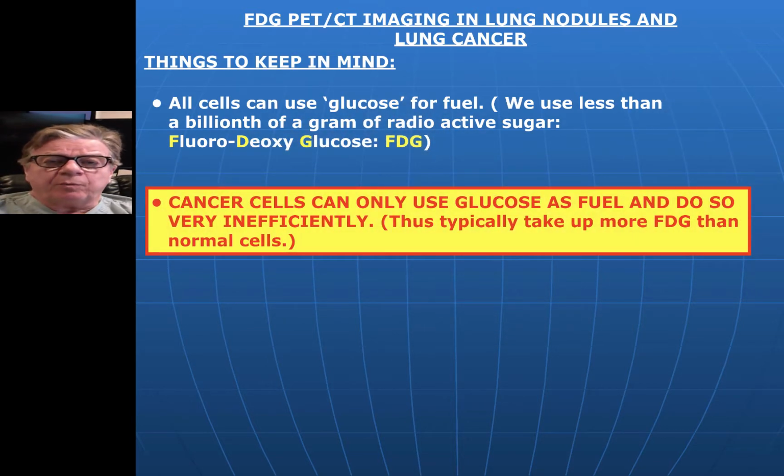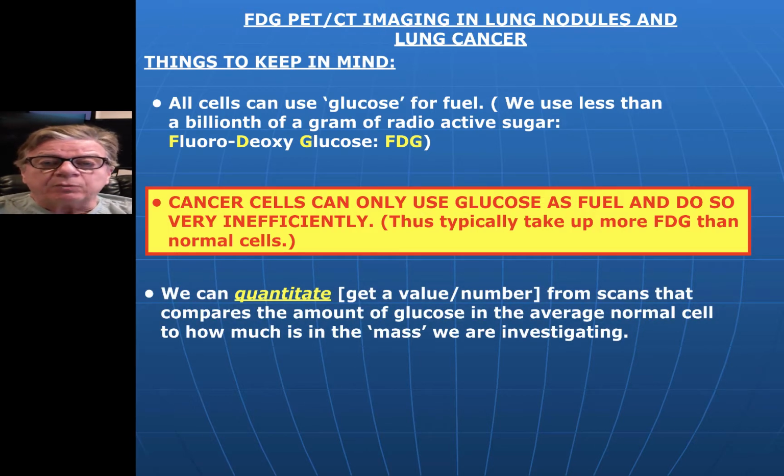The key point on what's made this so useful, however, is that it turns out cancer cells can only use glucose as a fuel, and typically they use it very inefficiently. So if we inject radioactive glucose into a patient and there's a cancer there, it tends to take up a lot more of this radioactive sugar compared to the normal cells. In addition, it turns out with PET scanning we can actually quantitate how much sugar is taken up, or get some number or value for that, and then we can compare the amount in the average normal cells to what's in the mass and get some better information, as you will see.